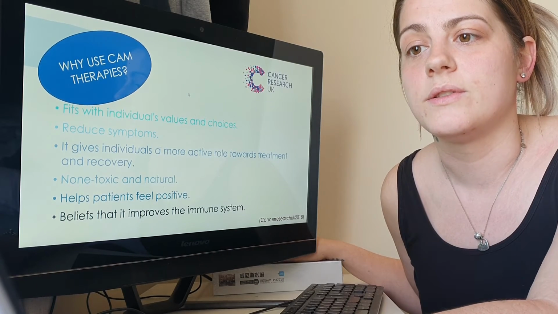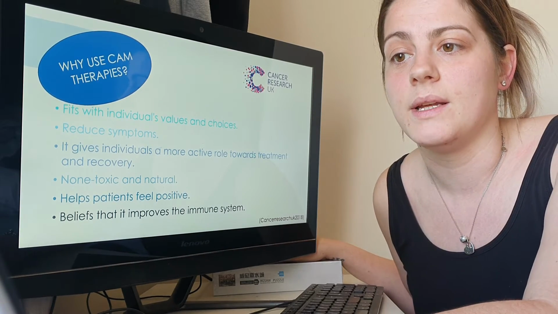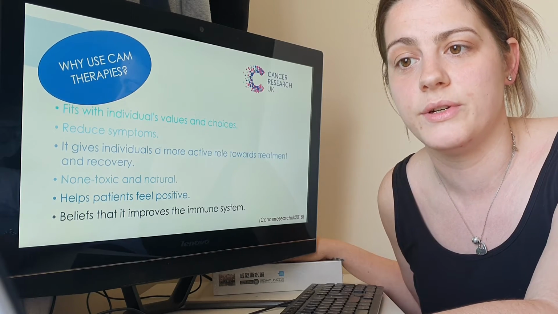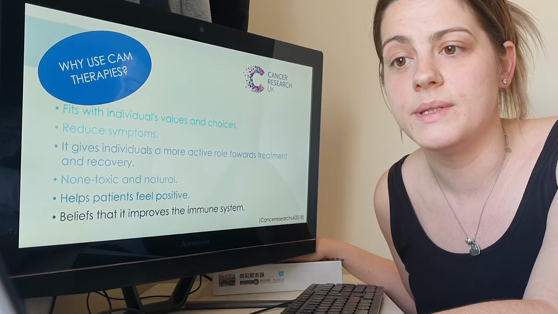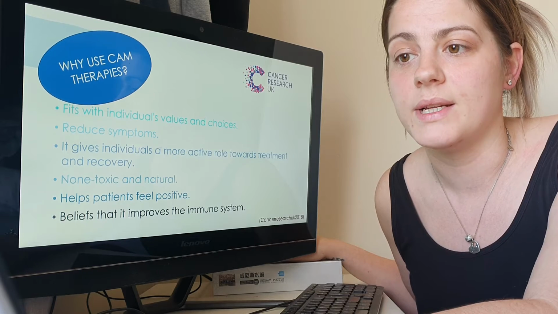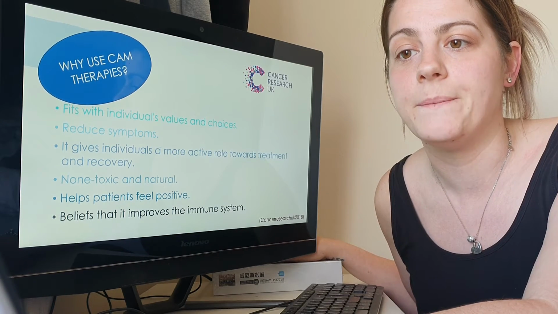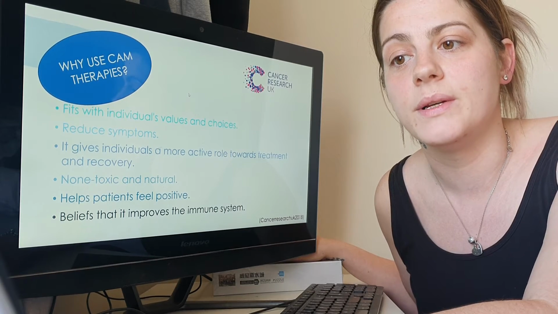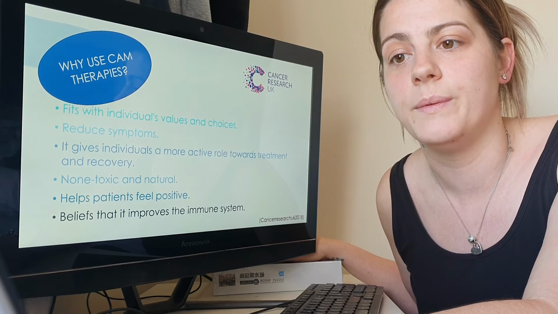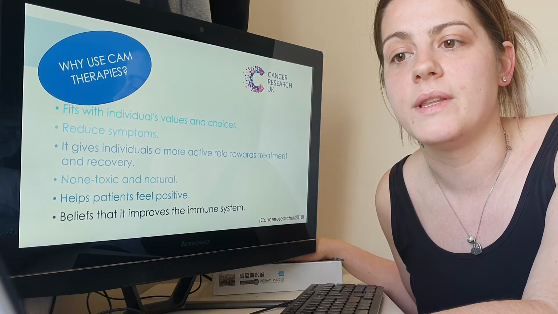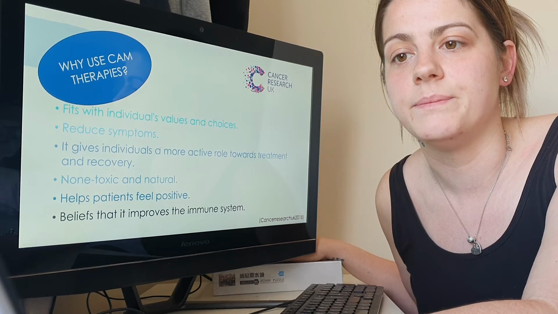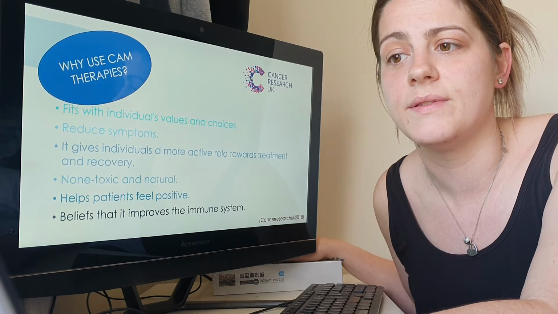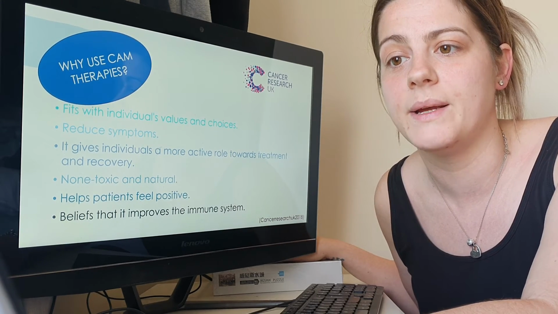Research shows some reasons for using CAM therapies include that they fit with individuals' values and choices, they reduce symptoms, they give individuals a more active role towards treatment and recovery, they are non-toxic and natural, they help patients feel positive, increasing their sense of health and well-being, and it's believed that they improve the immune system. These therapies are seen to help and to be effective today in society with the current pandemic.